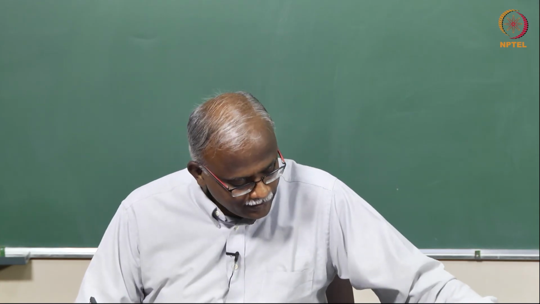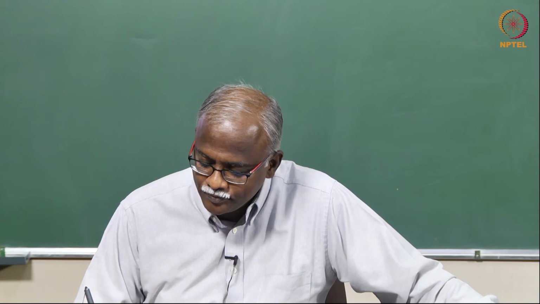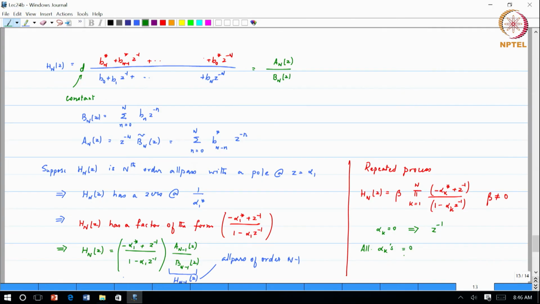So, the case where all alpha k are equal to 0, then you get H n of z equal to the scale factor beta times z power minus n, that is fine. So z power minus n is actually a special case. You can think of a delay as a special case of an all pass function. Hopefully that is a useful and interesting insight that you get from there.